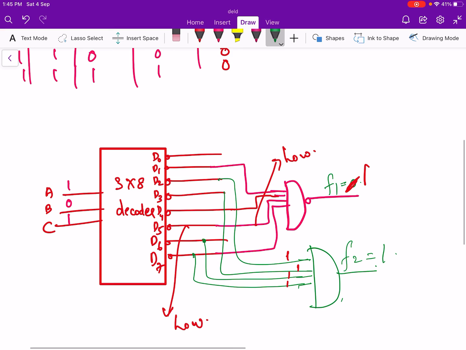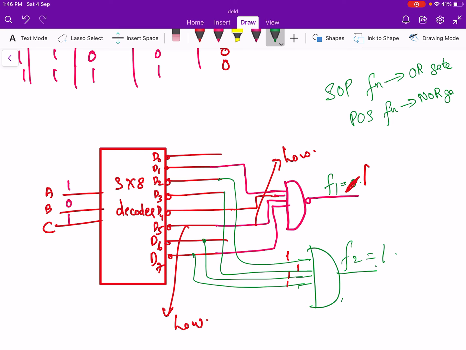So this is the SOP and POS implementation using a decoder circuit with the decoder output as active low. If we want to implement the same function using a decoder with active high output, then we can implement the SOP function using an OR gate and the POS function using a NOR gate. We have discussed this in a previous video.